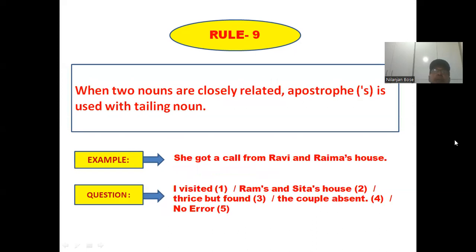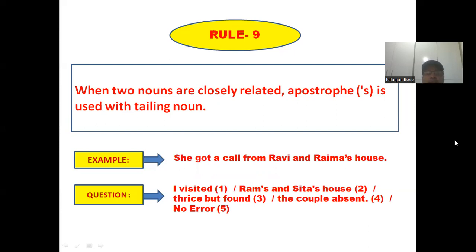Let us move to rule number 9. When 2 nouns are closely related, apostrophe s is used with the tailing noun. So this is a very interesting rule. You should know this particular rule because you can find lots of questions that are based on it. Okay, I just repeat the rule. When two nouns are closely related, apostrophe s is used with the tailing noun.